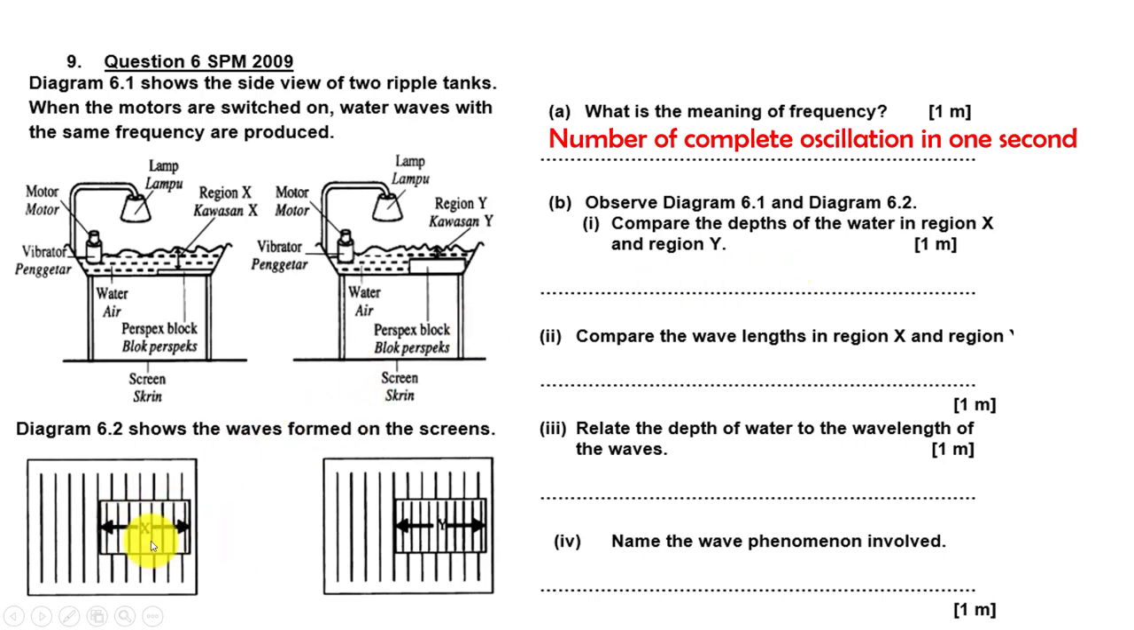Y is deeper, Y is shallower? Then X is less shallow. So we just answer the depth: X is more than Y. This one is deeper, this one is shallow. Okay, compare the wavelength in X and also Y. The X must be more than the Y.